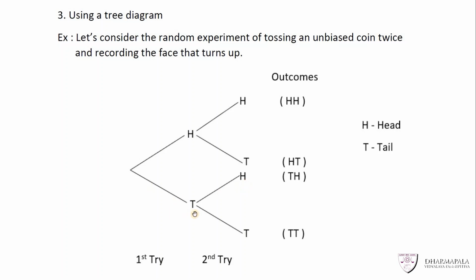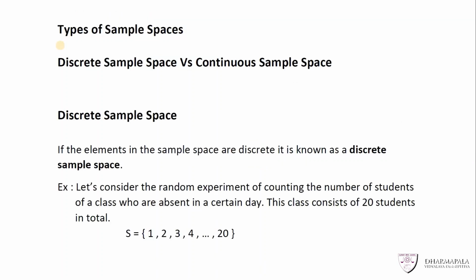When we go along the branch, you can see the outcome is represented here. So the outcomes will be HH, HT, TH, TT. So you can see when we go around the branches, we will see the outcomes. We will be discussing the tree diagram later.